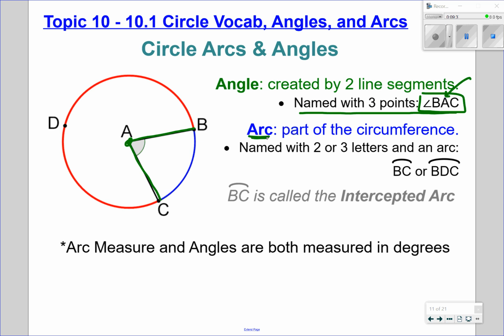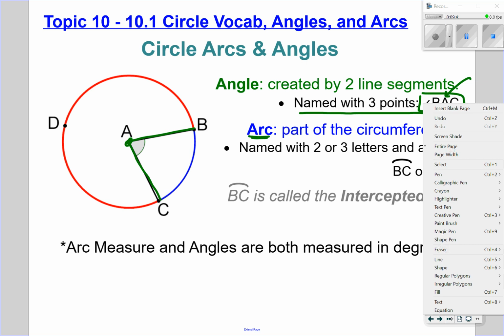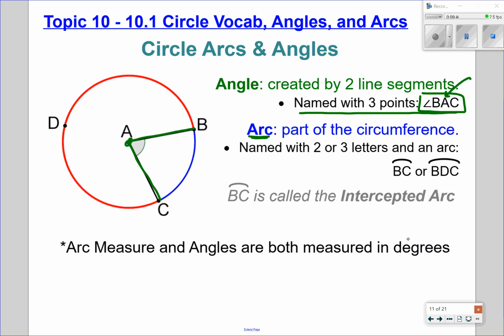An arc on a circle is just a part of the circumference. So in this particular case, they're referring to arc BC. Arc BC, remember, I need to travel when talking about arcs. I'm going to travel within the circle, and I'm going to go directly from one letter to the next. So when we name an arc, we can name it with 2 or 3 letters, and we go in order of those letters.